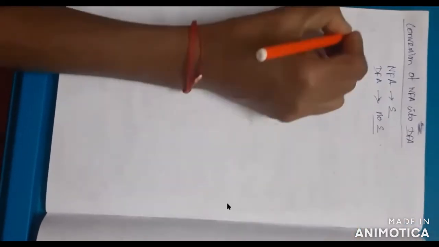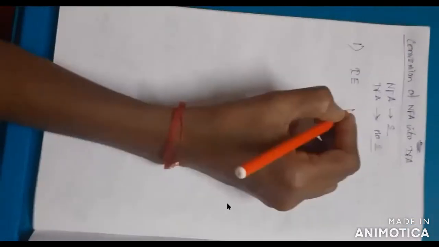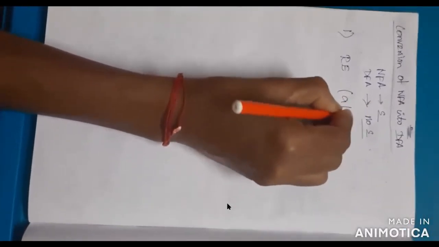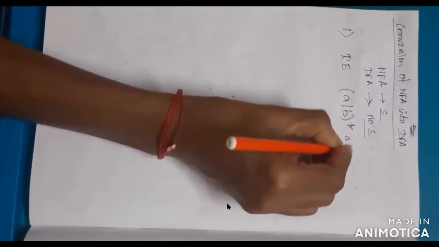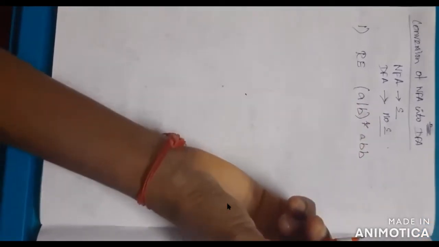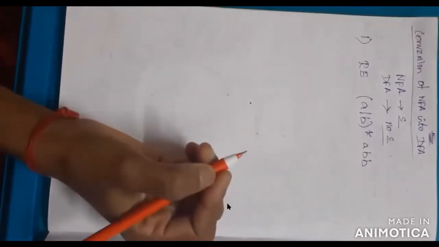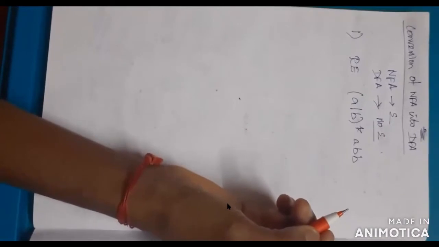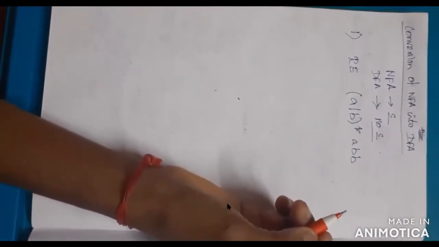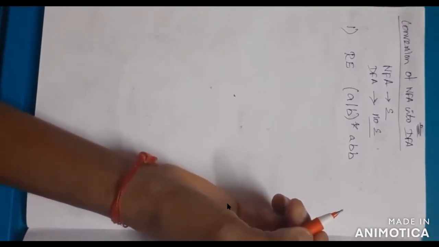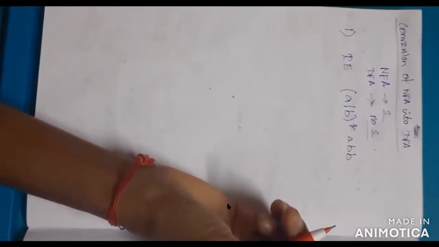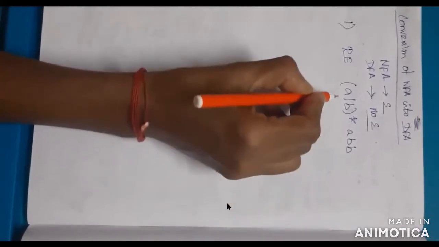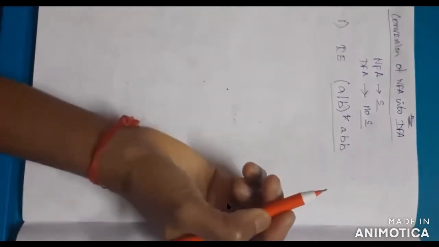So I am giving one regular expression: (A|B)* A B B. I am giving this regular expression, and based on the expression you have to convert from NFA to DFA. NFA means we add the epsilon value, DFA no need to add the epsilon value for the given NFA.